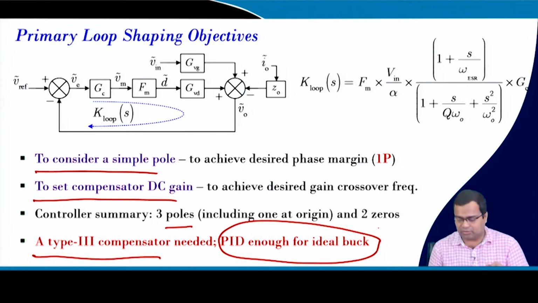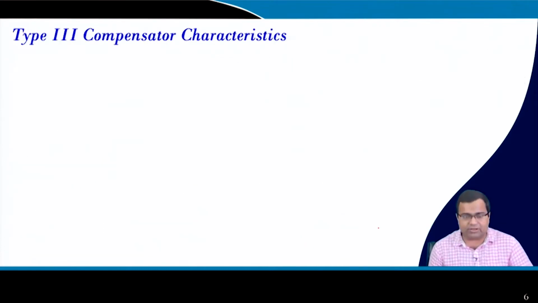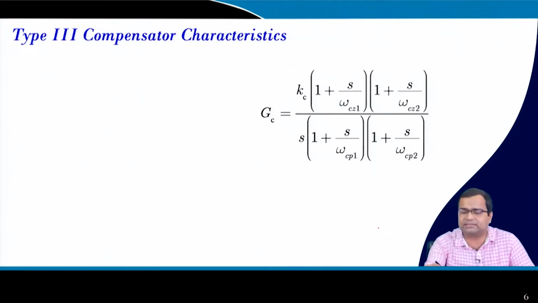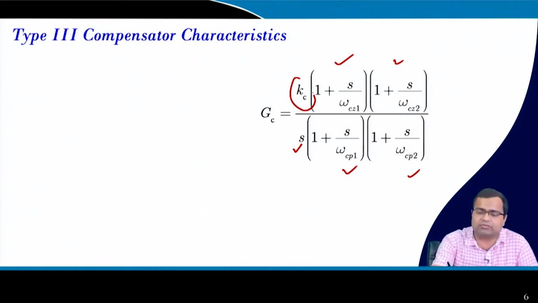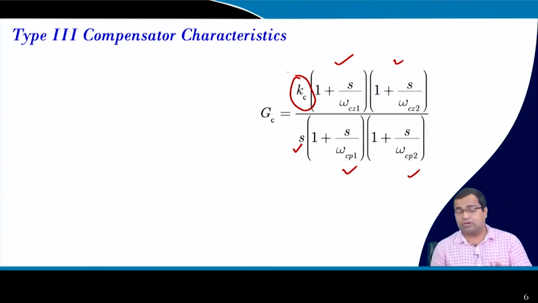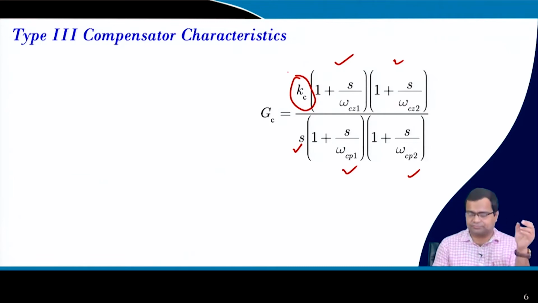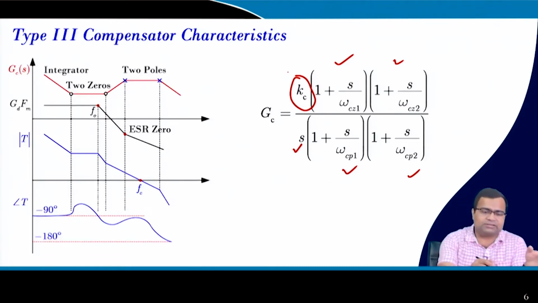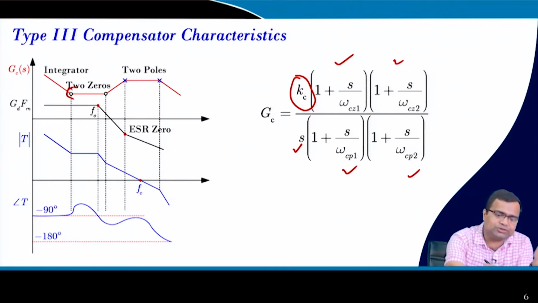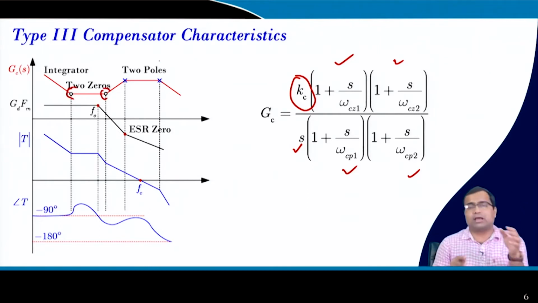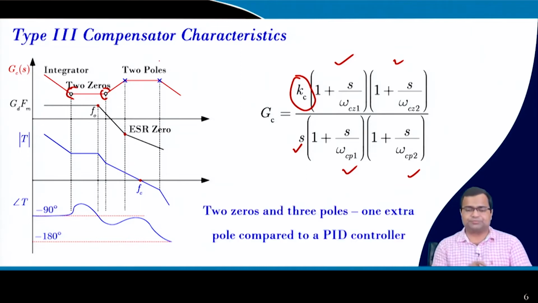Another point, here we can independently control, we will see, both crossover frequency as well as the phase margin. So, type 3 compensator characteristics we have discussed: it has 2 zeros and one pole at origin and other 2 poles, and this is the controller gain. First it has an integrator, then there are 2 zeros, and 2 poles, and we will want to see how we are going to place those poles and zeros.